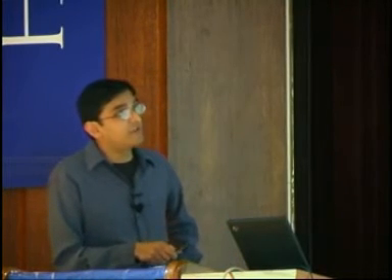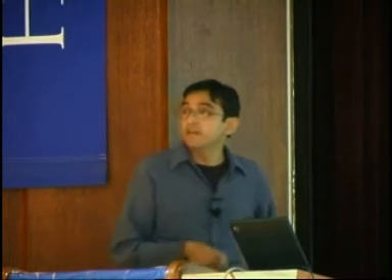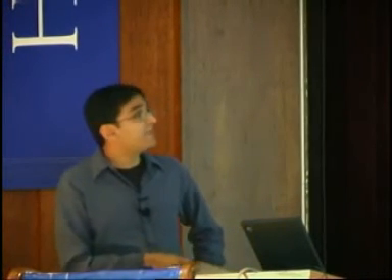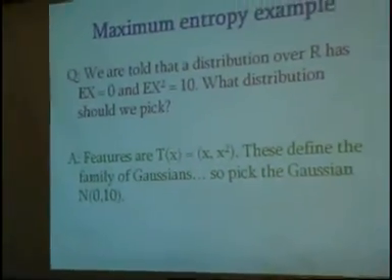Okay, we have a distribution over R. Okay, so that's our base space. We fixed two expectations, so the features we want are x and x squared. Okay, this generates the Gaussian. These are the features that generate the Gaussian family of distributions. So now all we have to do is to pick the Gaussian that has this mean and this expected value of x squared. In other words, this variance. Okay, and that's just the Gaussian 0, 10. Okay, so this is the maximum entropy choice. So if you were following the maximum entropy principle, this would be the distribution that you would pick.